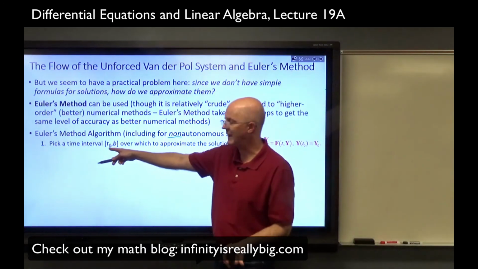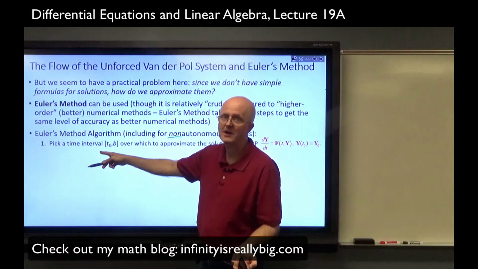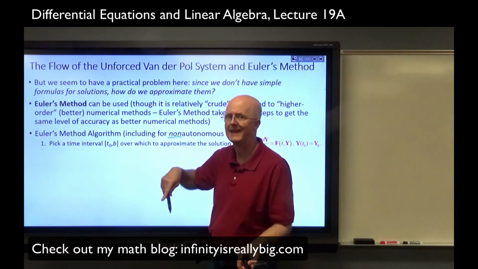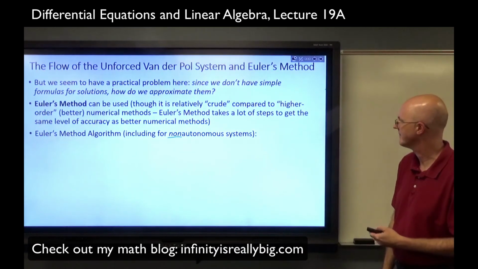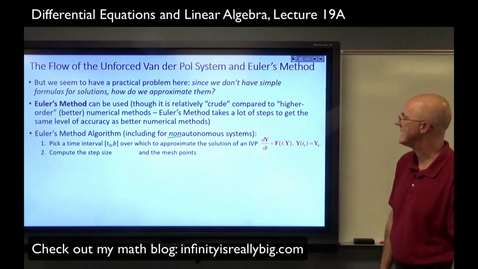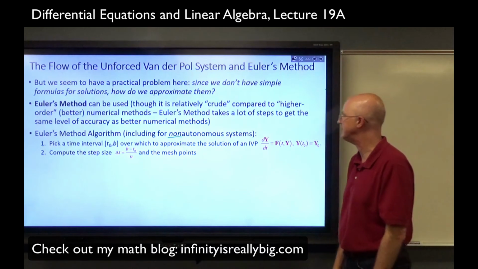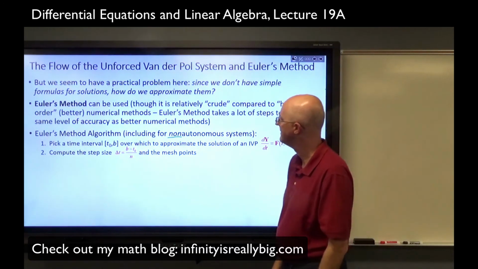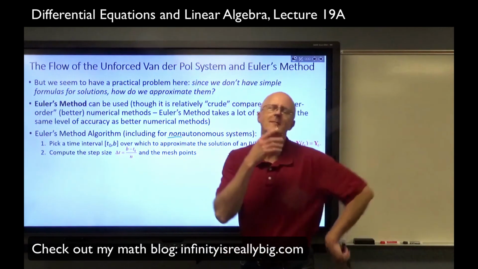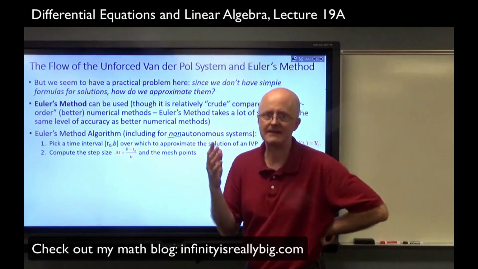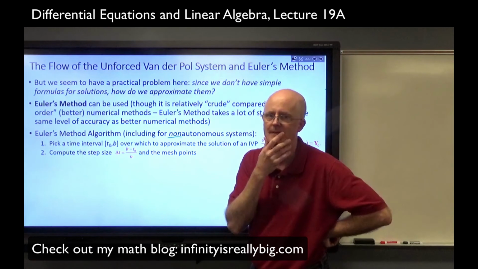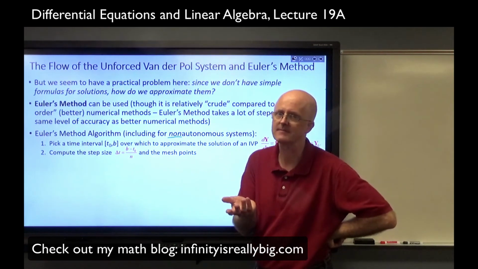Oftentimes, T0 is called A. In fact, when I talked about the one-dimensional Euler's method, I think I used an A there. Integral from A to B, or T0 to B. Second step, compute a step size, delta t, to be b minus T0 over n. Maybe you skip step one in terms of thinking about an interval and you just decide I'm going to let delta t be something. That's essentially what I do when I use Mathematica for this, oftentimes.